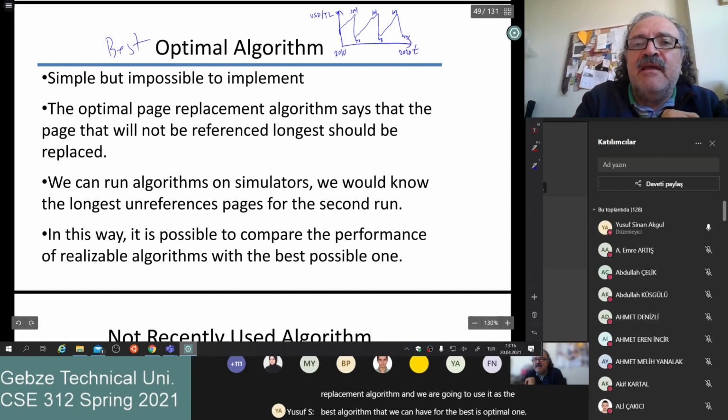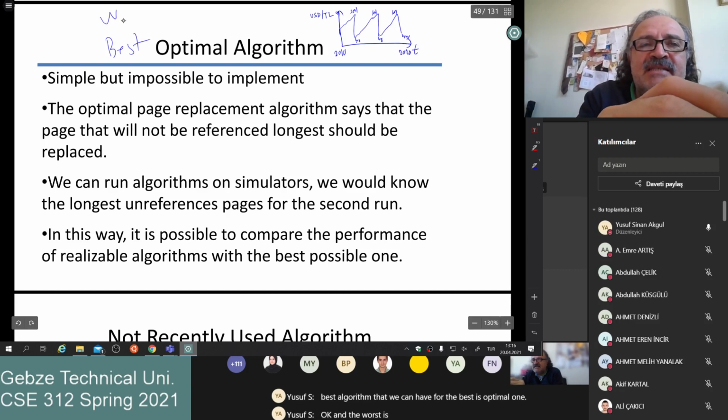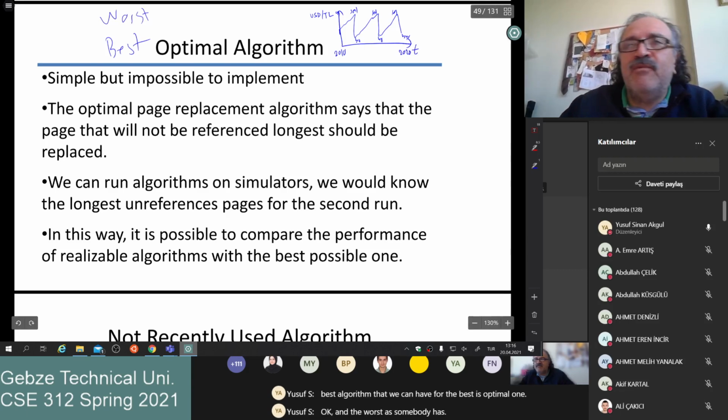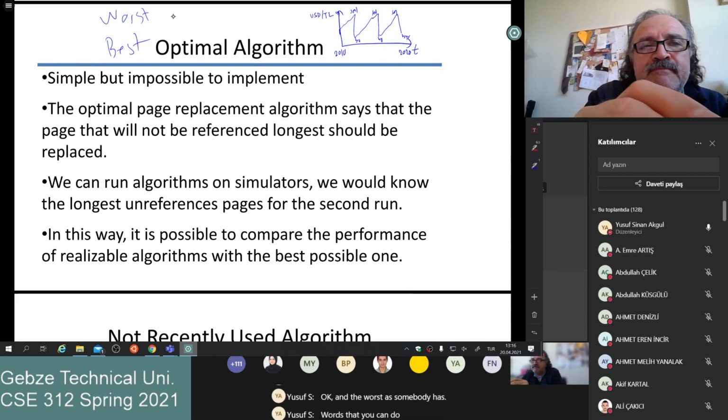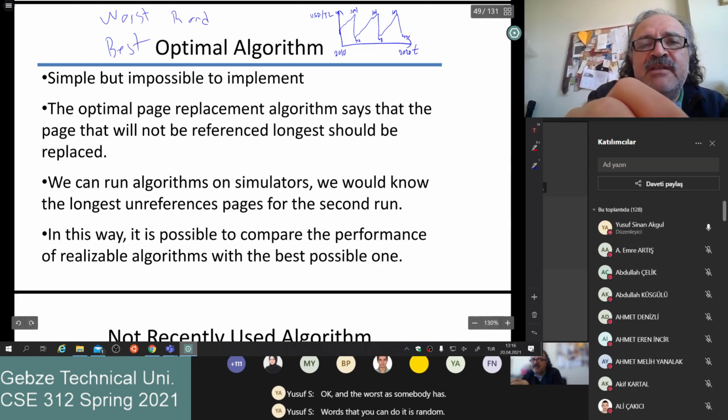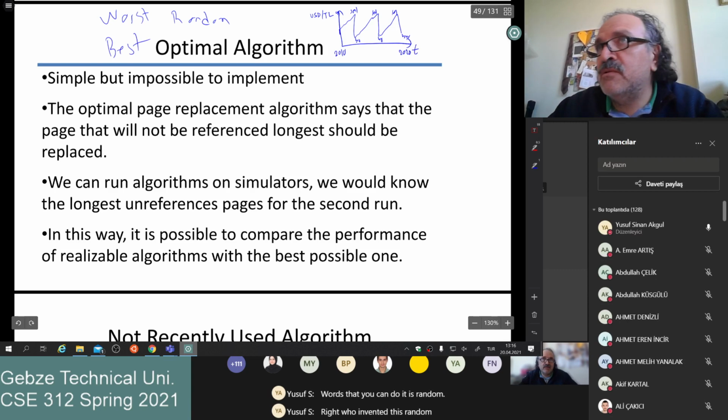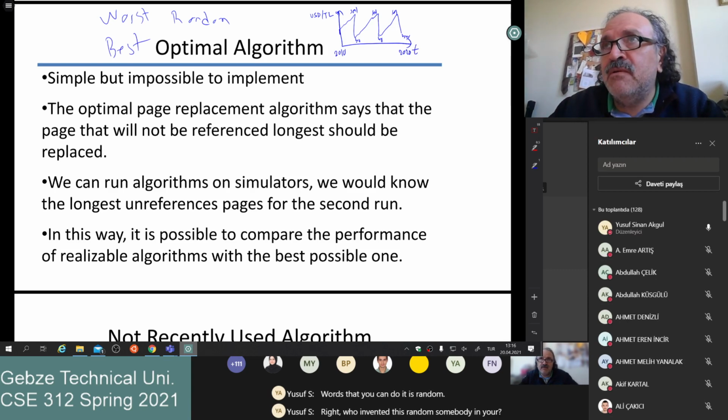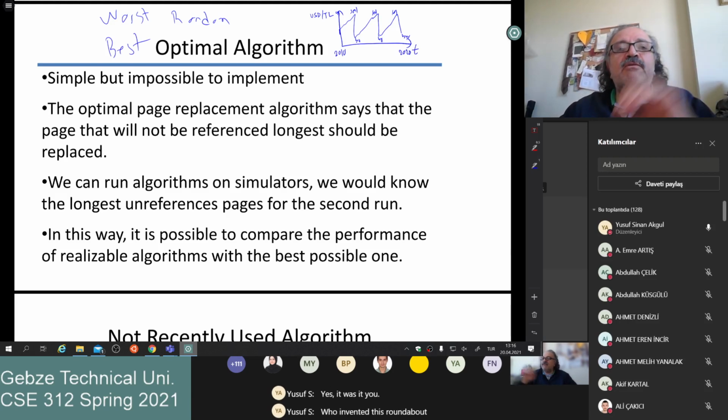And the worst that you can do is the random, right? Who invented this random? Somebody in your group, Yasin, was it you? Who invented this random algorithm? Yes, sir. Okay, that was a very good algorithm.